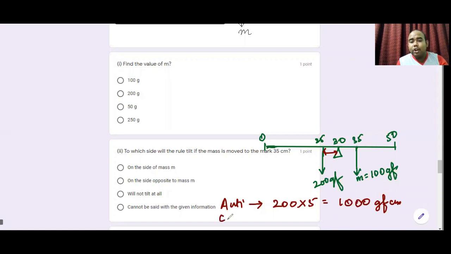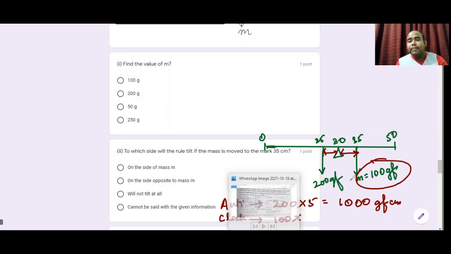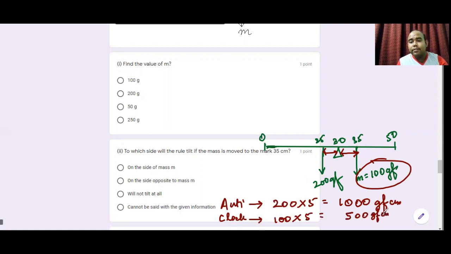Now we will calculate the clockwise moment. Clockwise moment, which force is responsible? This 100 gram force. So force into distance. What is this distance? 35 minus 30 is again 5. So this is 500 gram force centimeter.